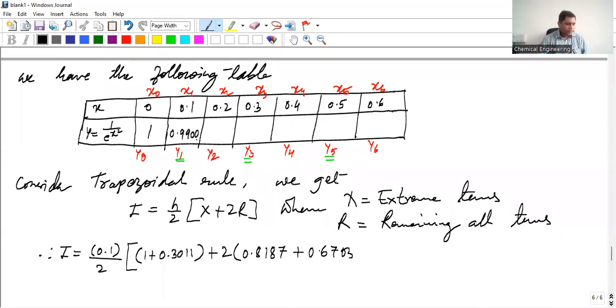So what are the values you are getting now? 0.9900. Okay, sir, 0.9607, 0.9139, 0.8521, 0.7788, 0.6977.